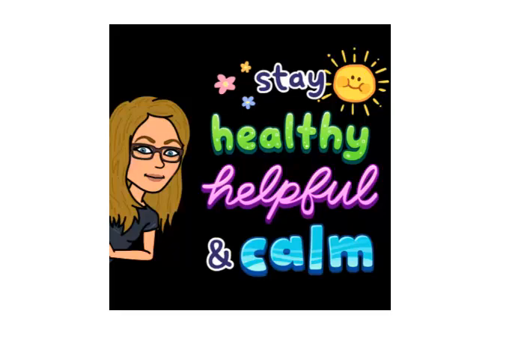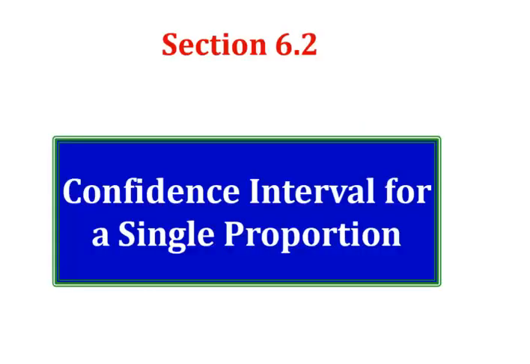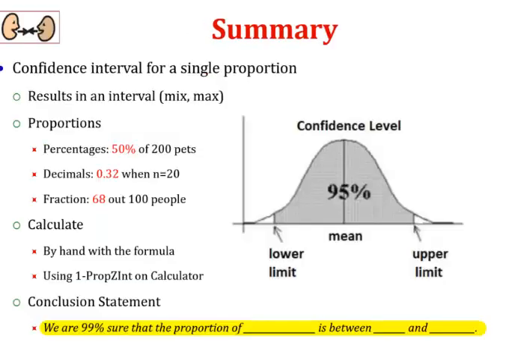Yeah, so let's get started with our 6.2 notes. All right, so in this video, we're going to be talking about how to calculate the confidence interval for a single proportion. We've talked a lot about confidence intervals before. We could have a 90% confidence interval, 95, and so on. And just to jump to the summary, the whole point of this is to come up with this saying: we are 99% sure that the proportion of blank is between blank and blank. So that's the whole goal of your confidence interval. You're finding where that true proportion lies.